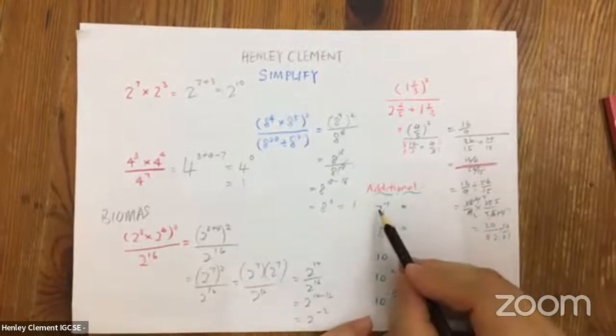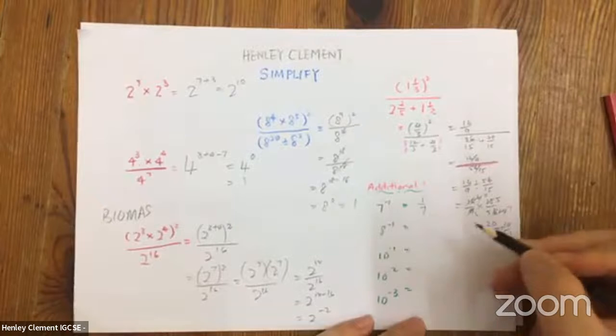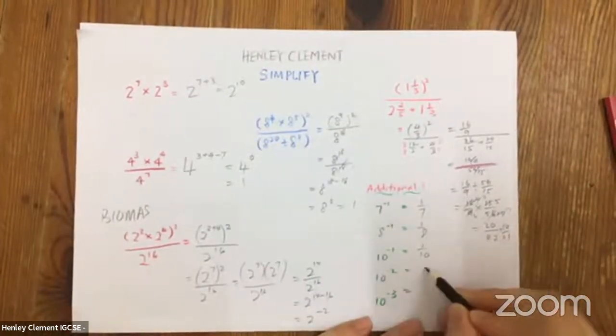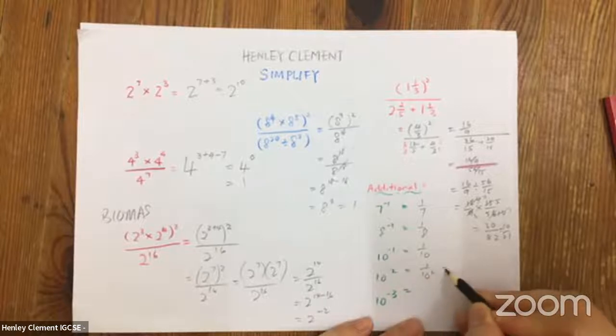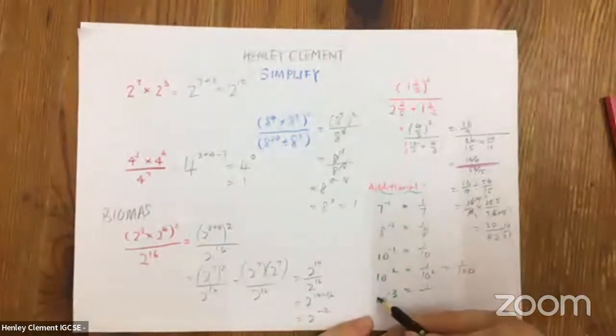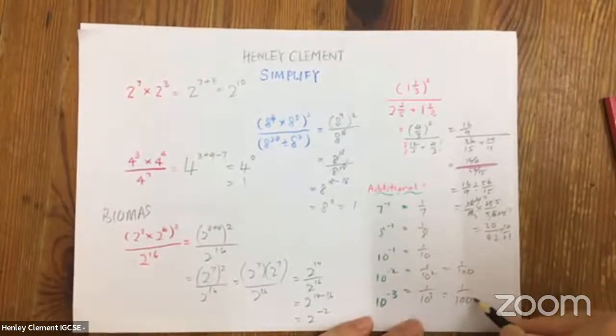Okay, so this is additional. 7 minus 1, that means 1 over 7. This one is 1 over 8. This one is 1 over 10. This one is 1 over 10 powered by 2, or you can say 1 over 100. And then this is 1 over, can you see this number you copied all the way? So all 1 over 1,000.